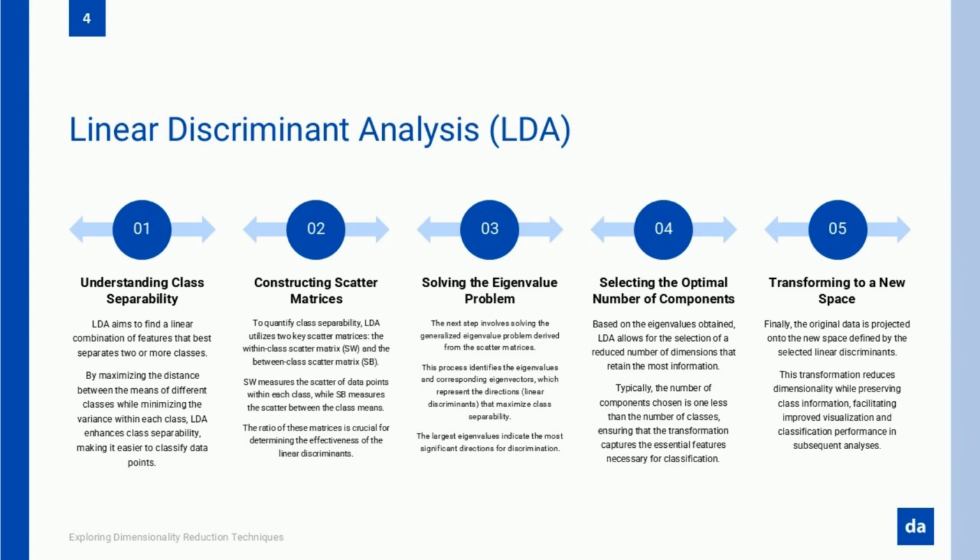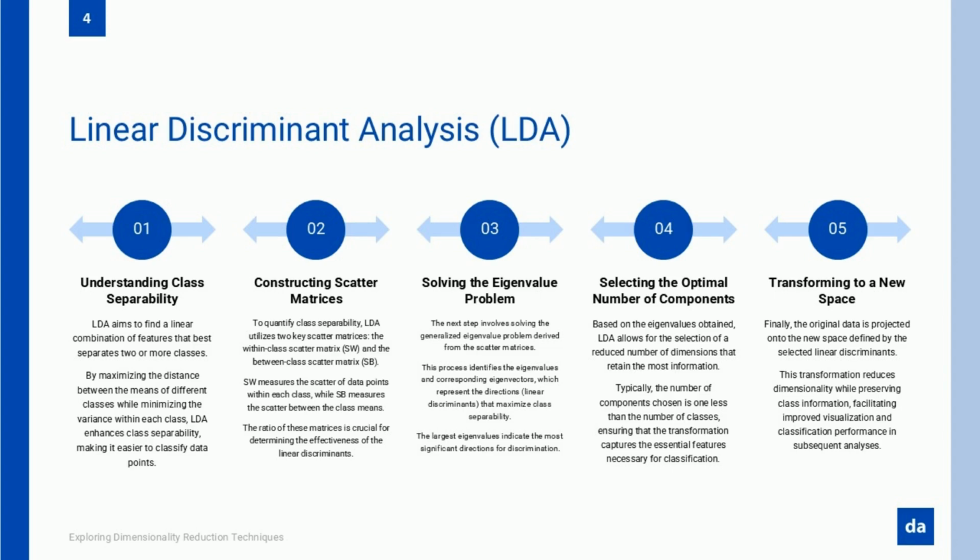Next, LDA constructs two key tools: the within-class scatter matrix, SW, and the between-class scatter matrix, SB. Think of these matrices as maps. The within-class matrix shows how much the data spreads within a single group. Are the points tightly clustered, or are they scattered all over? The between-class matrix, on the other hand, measures the distance between the group centers. Together, these matrices tell LDA how well separated the classes are and help it figure out the best way to divide them.